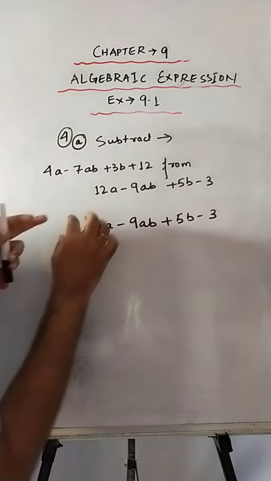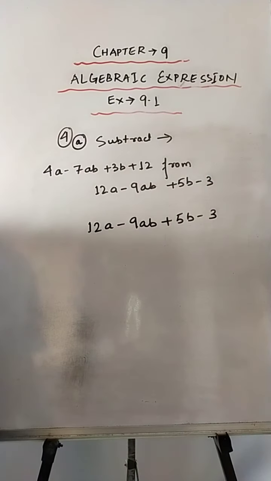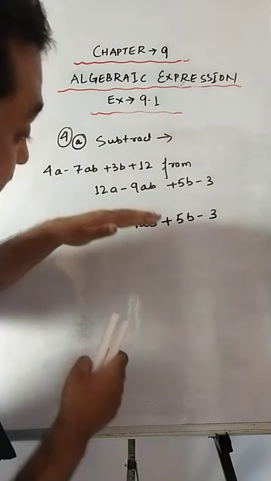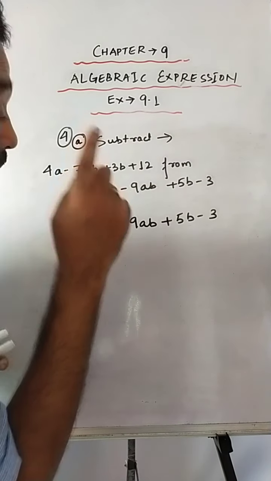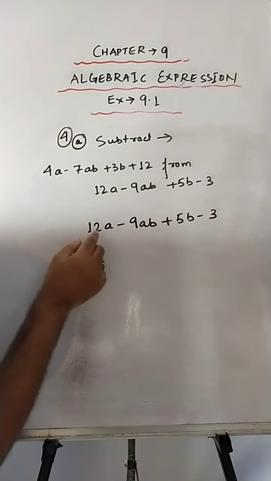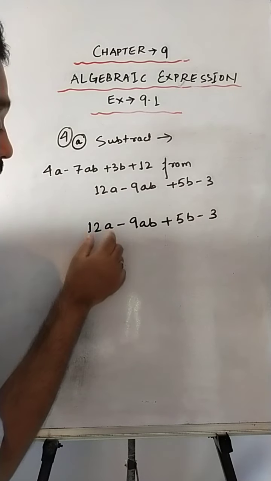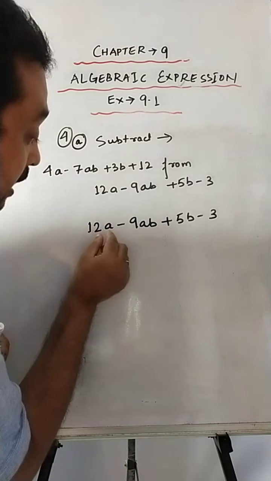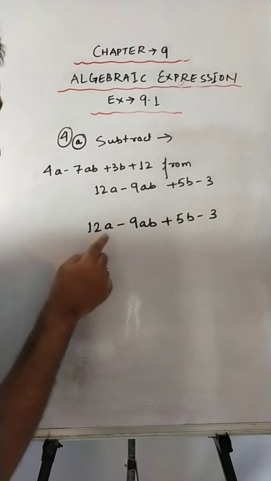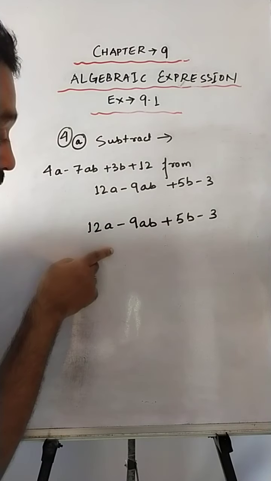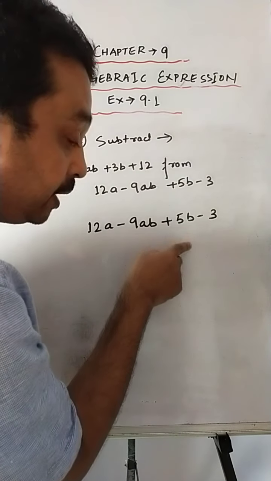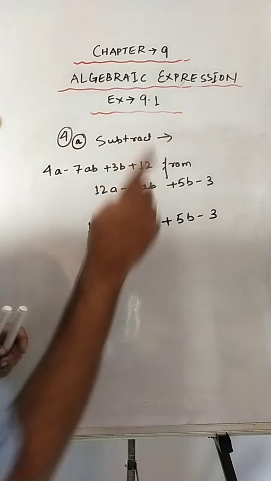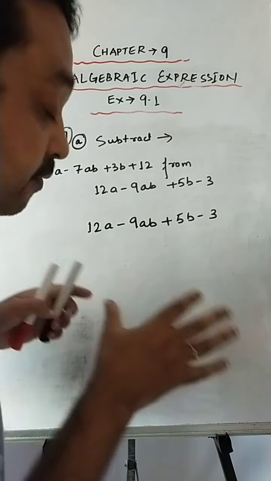Once you're done with the second expression, on the second line you have to write the first expression. But be careful, you have to match all the variables. That is, below a you have to write the a variable, below ab you have to write the ab variable, below b you have to write b variables, and with the constant term you have to write the constant term. This is what you have to be very, very careful about.